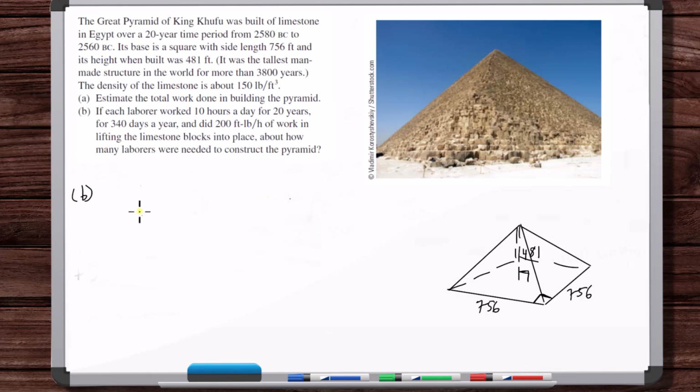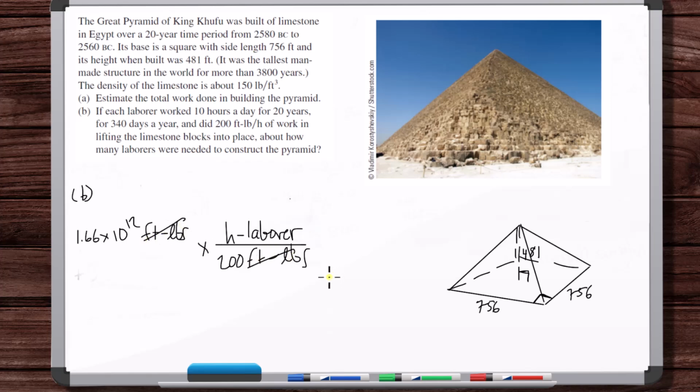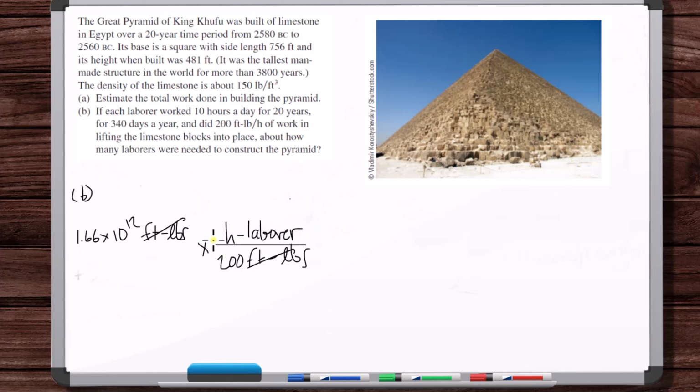So, okay, it took 1.66 times 10 to the 12th foot-pounds of work to lift these stones to build the pyramid. But it tells us that each laborer did 200 foot-pounds per hour of work. So we can do 200 foot-pounds per hour per laborer. Okay, so these cancel. But now our units are hour laborers. We're looking for just the number of laborers. So how do we cancel out these hours?